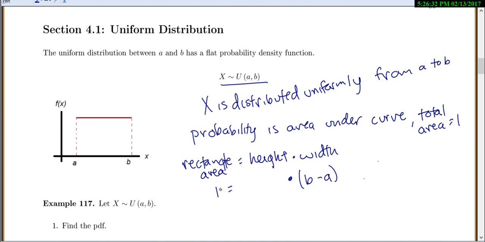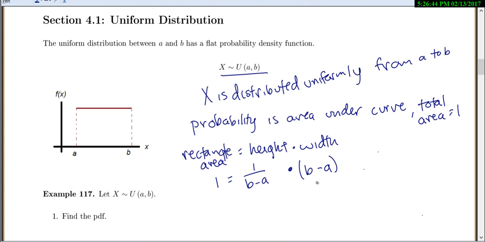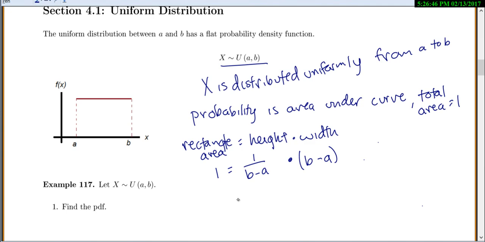If it has to multiply to 1, and my width is B minus A, could you tell me what the height has to be? The height would have to be 1 over B minus A. Now, why would we care about the height specifically? The height is the actual curve, which is our actual PDF, or f of x.